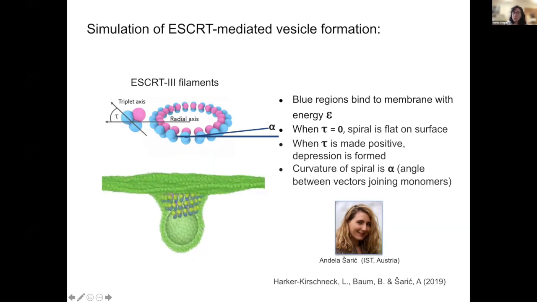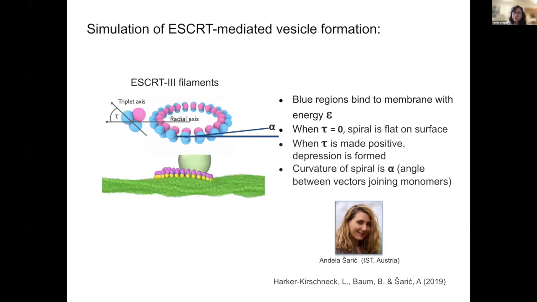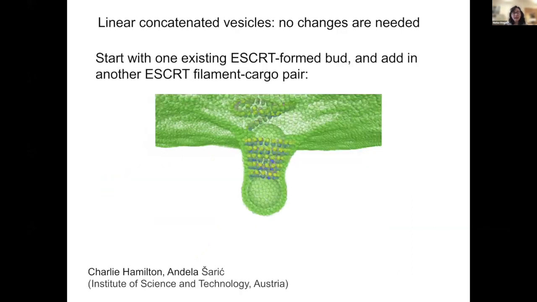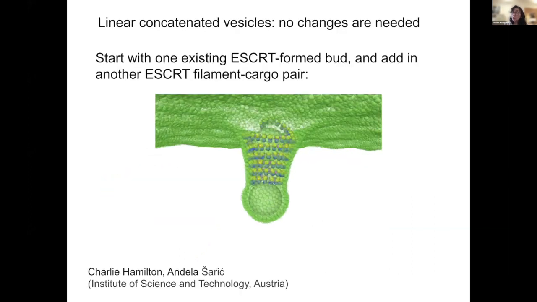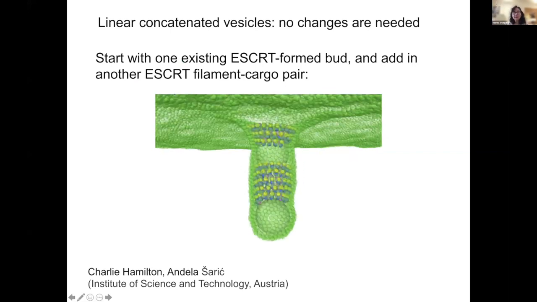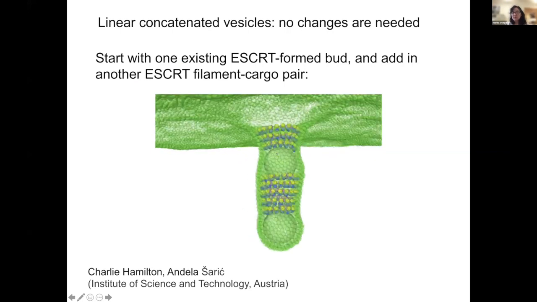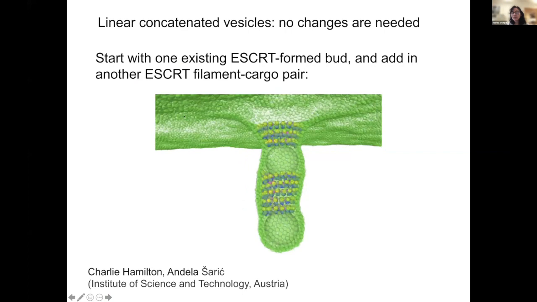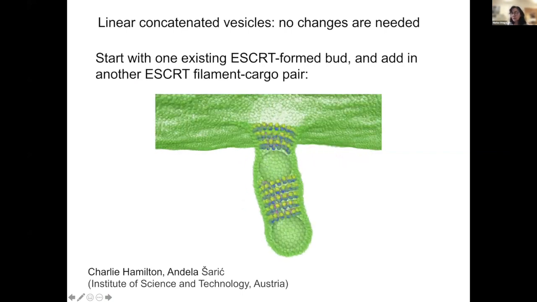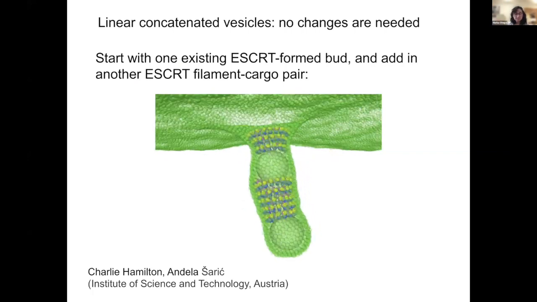So we asked Anđela, what would you have to change in the model to go from single budding to concatenated budding? And pretty much the answer was, not much, if what you want is a linear chain of vesicles. If there are enough cargo proteins, enough plasma membrane proteins, and enough ESCRT proteins on the surface, this will happen spontaneously. You will end up having concatenated vesicles in a linear chain.